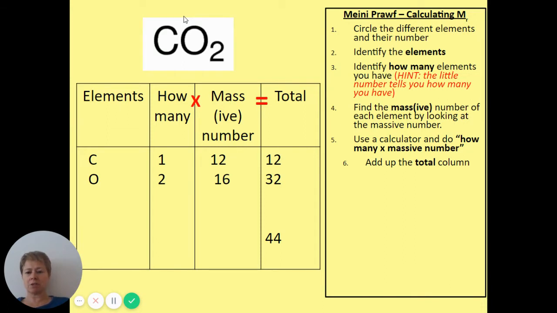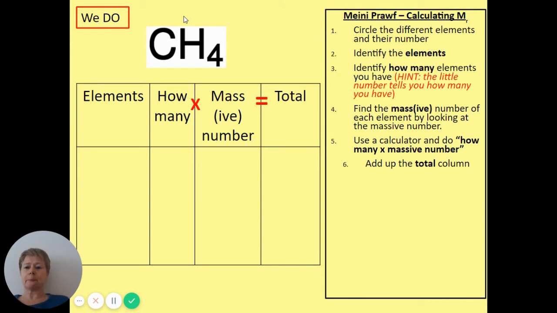Okay, we're going to look at another example now. This is a "we do", so if you want to either just think along with me or jot it down as we go. Okay, so CH4, this is a chemical called methane. First of all, we're going to circle the different elements and their number. So I've got carbon is 1 element, and then we've got H4. Let's circle that.